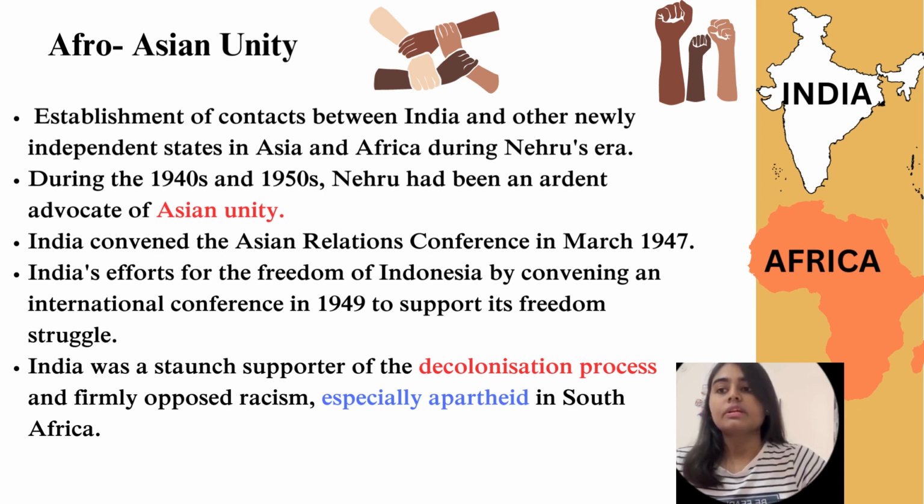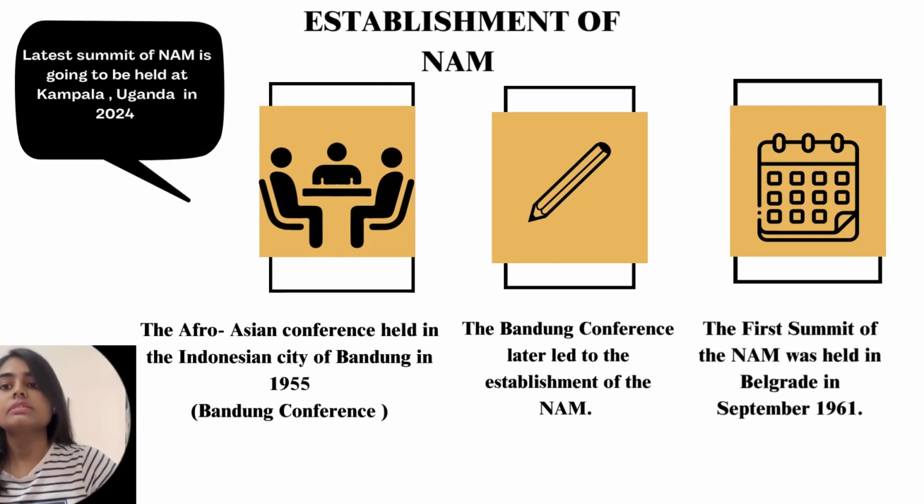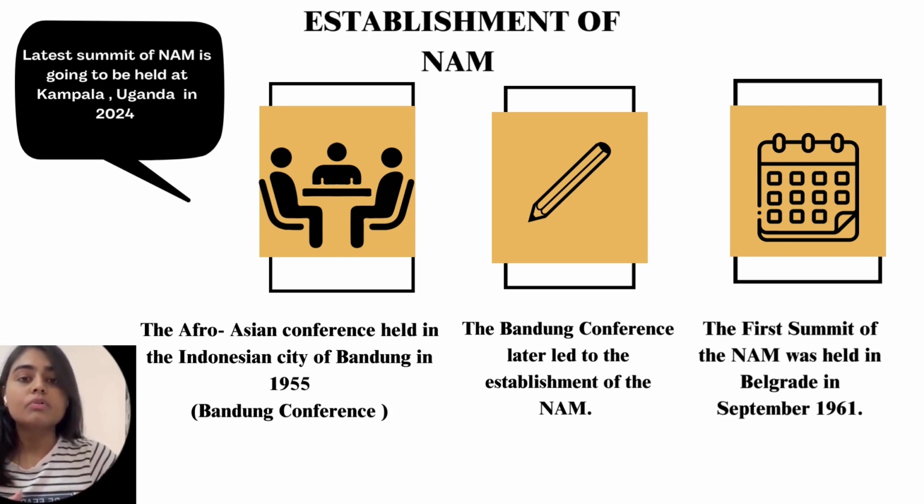Now, the first Afro-Asian conference was held in the Indonesian city of Bandung in 1955, which is called the Bandung Conference. It marked the peak, the zenith, of India's engagement with newly independent Asian and African nations. This Bandung Conference is very important because it led to the establishment of NAM, and the first summit of NAM, we know, was held in Belgrade in September 1961.